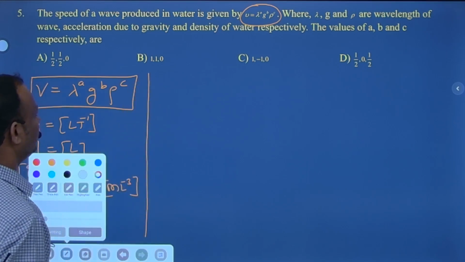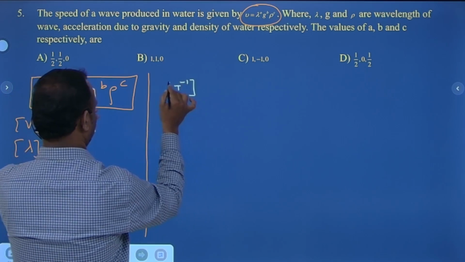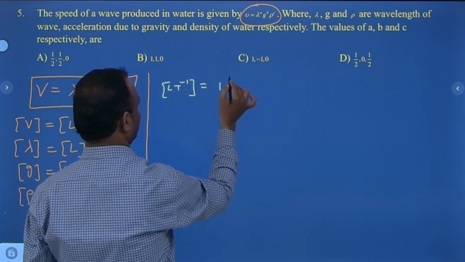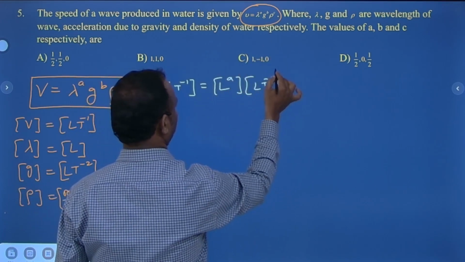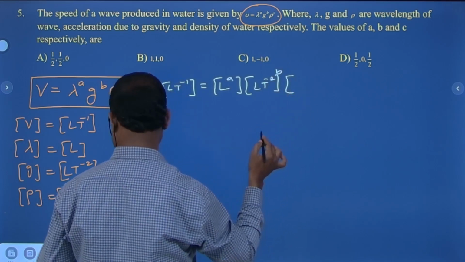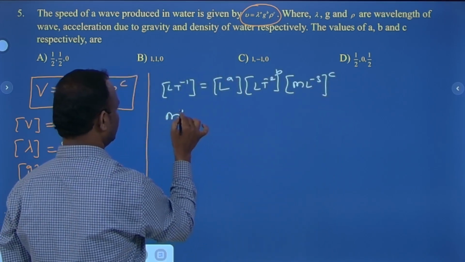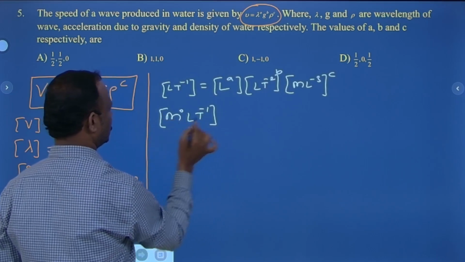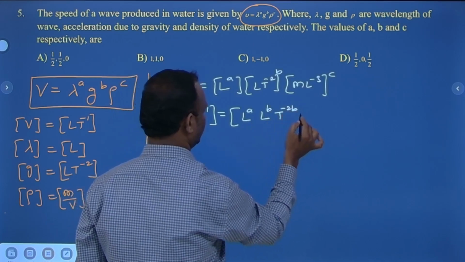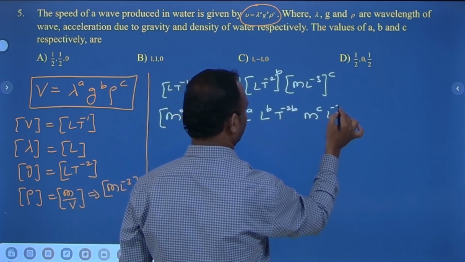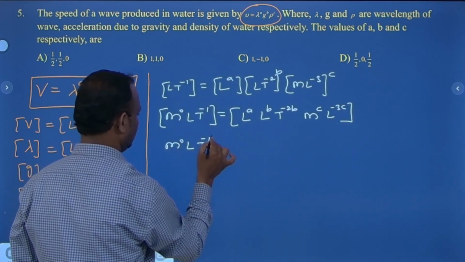Next, let me substitute. Velocity L T minus 1 is equal to lambda, L to the power of A, then G, L T minus 2, to the power of B, then rho, density, M L minus 3 to the power of C. So M0 L T minus 1 is equal to L to the power of A, L to the power of B, T power minus 2B, and M power C, and L power minus 3C.